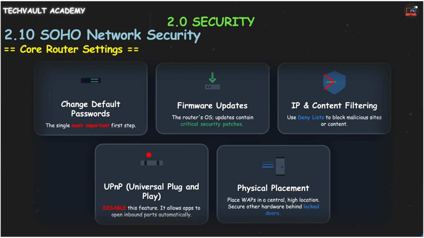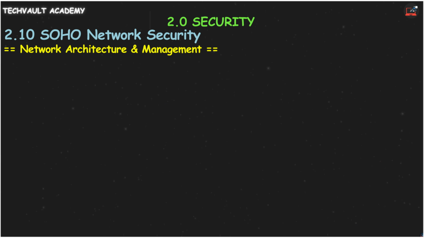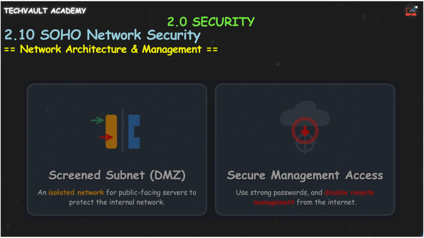Next, we control the traffic. Routers can perform IP and content filtering, allowing you to create deny lists that block specific malicious websites or even entire categories of content. A major security risk on SOHO routers is a feature called Universal Plug-and-Play, or UPnP. It was designed for convenience, allowing internal applications to automatically open ports on your firewall. From a security perspective, this is a nightmare. Always disable UPnP.